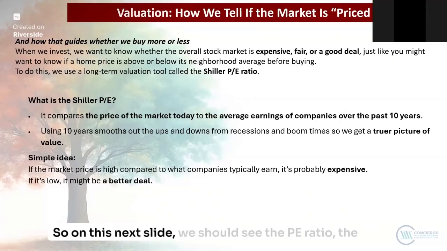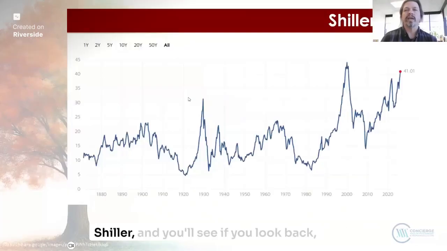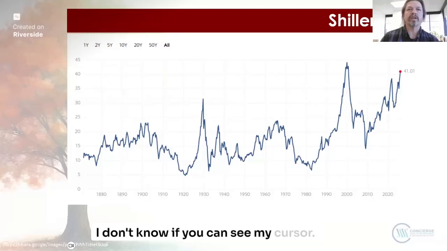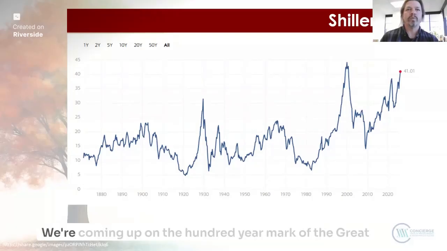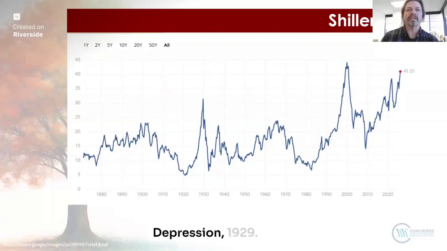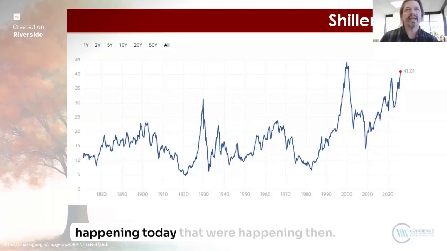On this next slide, we should see the Shiller PE ratio. And you'll see if you look back, I don't know if you can see my cursor, right here is right before the Great Depression. We're coming up on the 100-year mark of the Great Depression, 1929. And not to scare anybody, but a lot of the same things are happening today that were happening then.